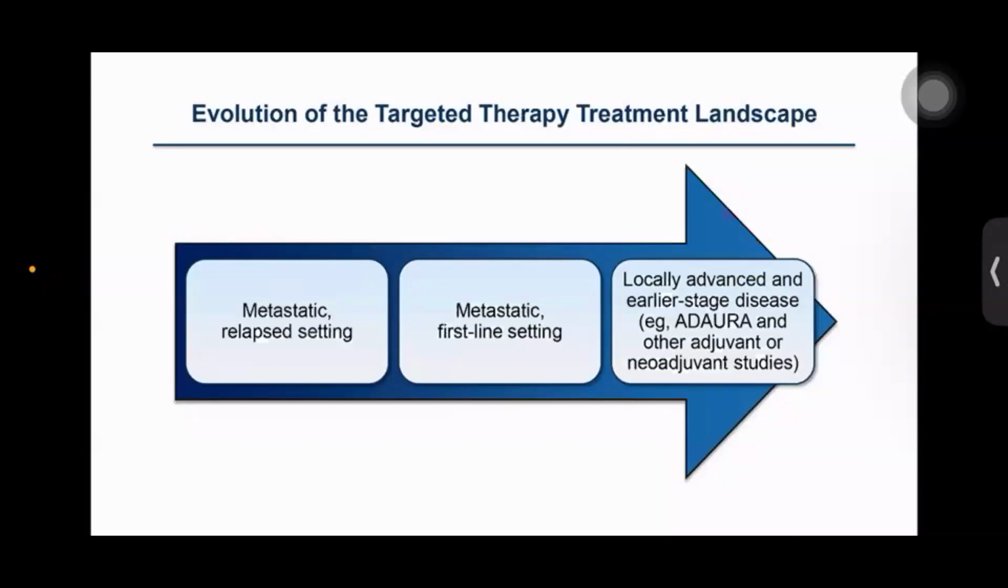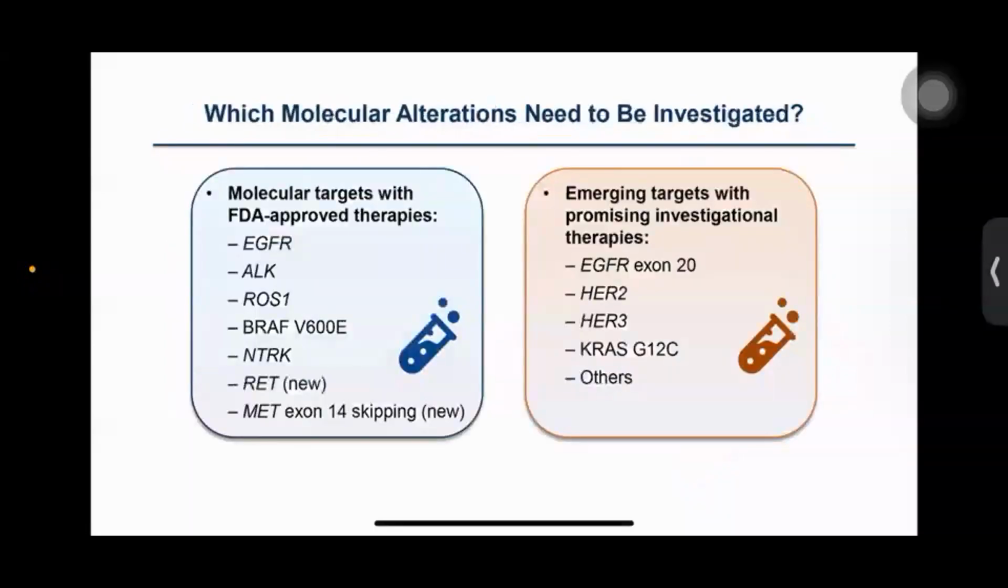And the landscape for targeted therapies always starts from the second or third line in the metastatic setting, then moves into the metastatic first line setting, and finally comes into the localized or early disease setting, like how we have seen with osimertinib, starting from the second line, then coming to the first line and now the adjuvant setting. Similarly for all the targeted therapies, they started from the metastatic and came to the adjuvant setting.